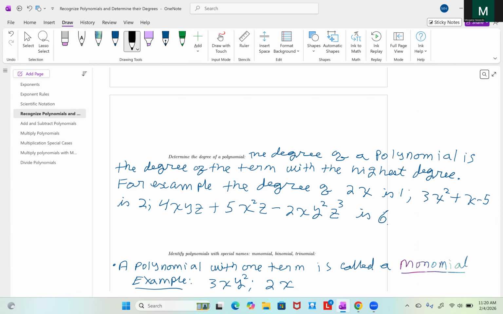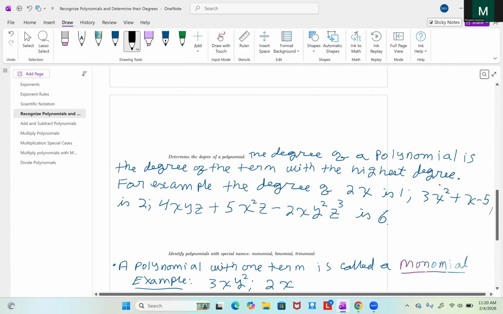So it says the degree of a polynomial is the degree of the term with the highest degree. The second example here has 3 terms. The first term is 3x squared. Its degree is 2. The second term is x. Its degree is 1. And the last term is minus 5. Its degree is 0. So the term that has the highest degree is the first term, and the degree is 2. The polynomial takes the degree of the term that has the highest degree, which is 2. So the degree of this polynomial is 2.